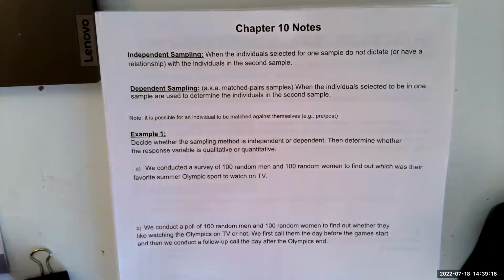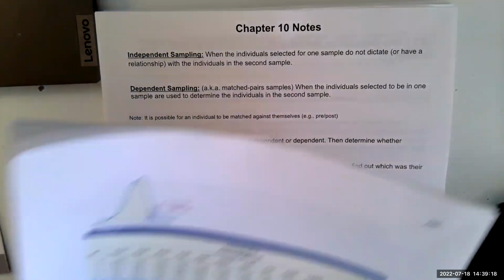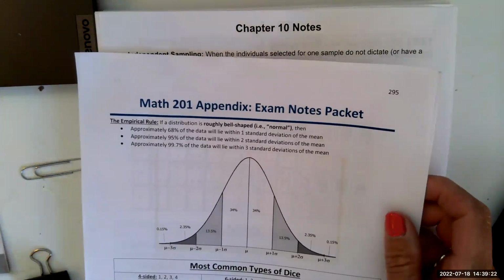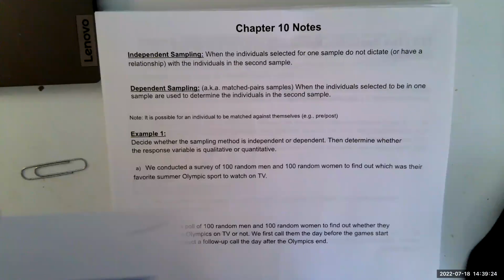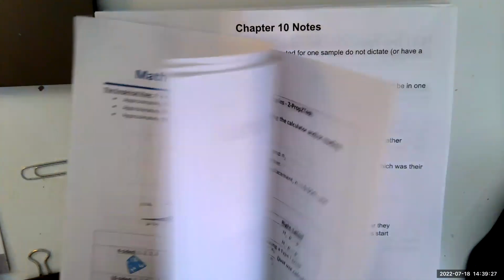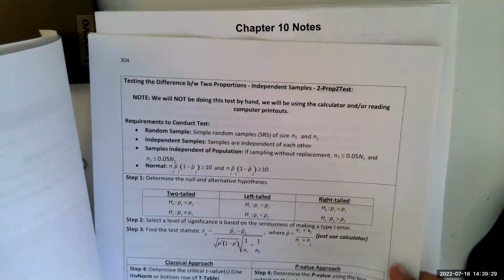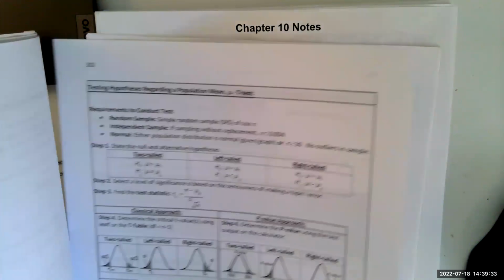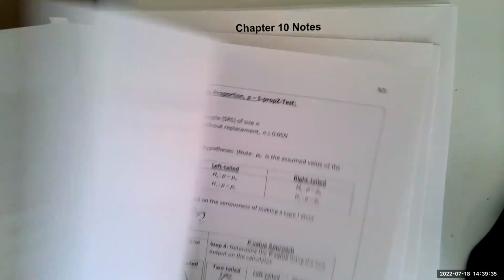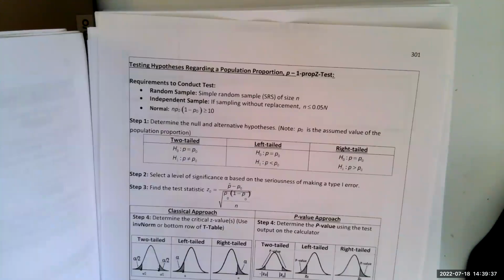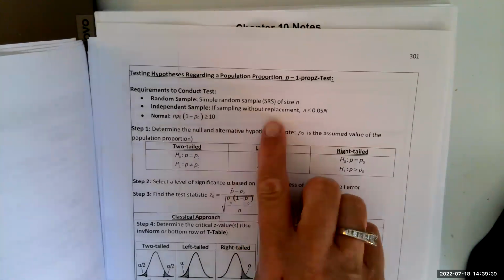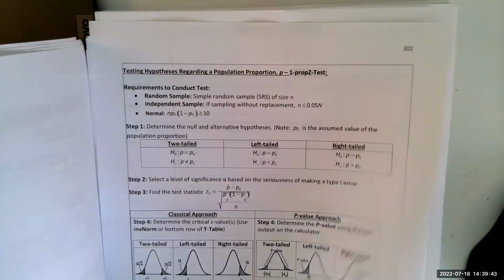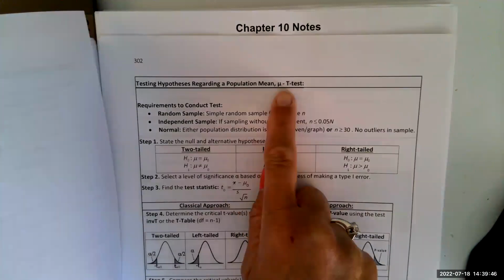Okay, I also want to keep reminding you that in our notes packet there's a link in the modules that you can print out. There are formula sheets for the testing of these different things. The testing on these are labeled here. So testing regarding a population proportion, and then regarding the population mean.